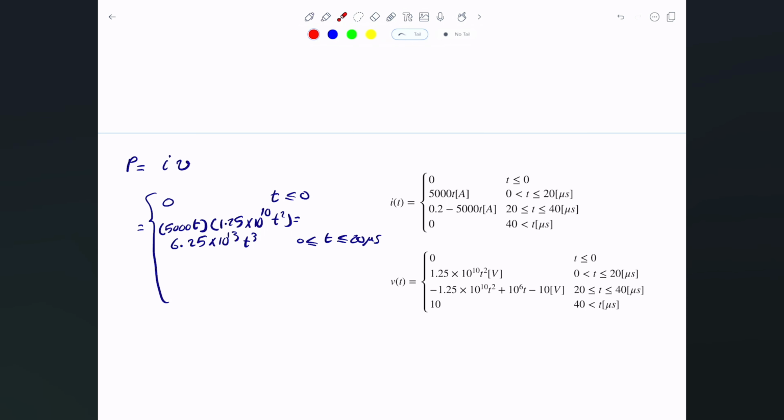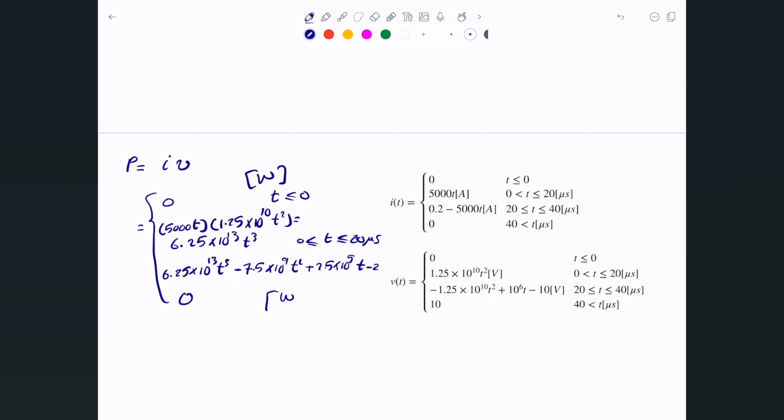And the last, well, not the last range, the one before last, all we have to do is multiply this by this equation, and we'll get the power between 20 and 40. That will be exactly 6.25 times 10 to the power 13 T cubed minus 7.5 times 10 to the negative 9 T squared plus 2.5 times 10 to the power 5 T. I believe that's negative 2, and that's also in watts. All of these, by the way, are in watts. The last one is simply 0 times 10, which is 0 watts.